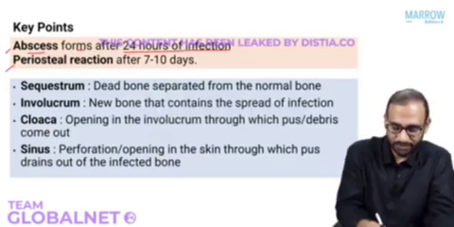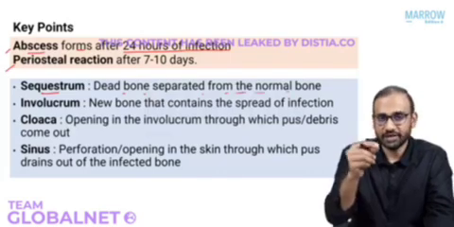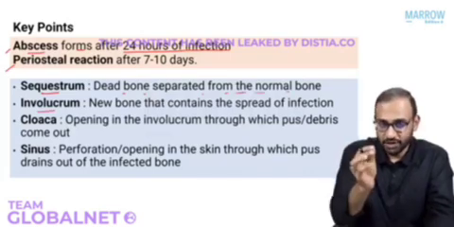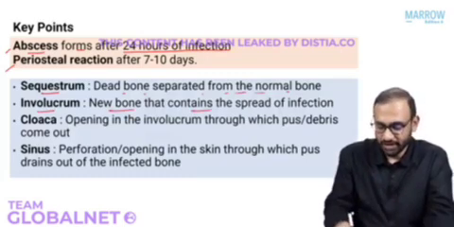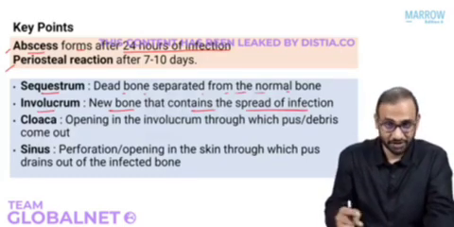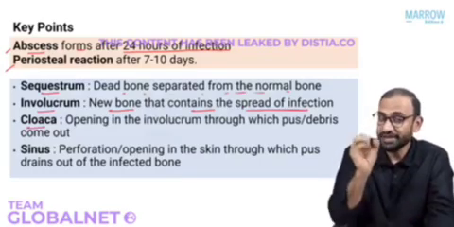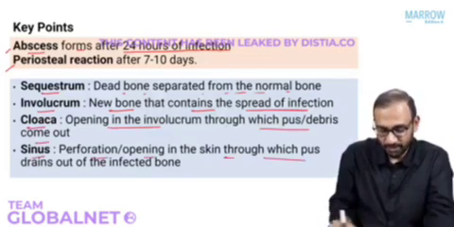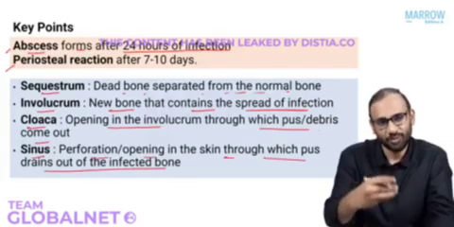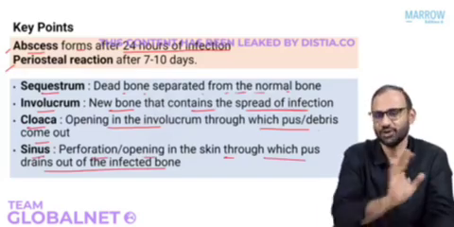Sequestrum by definition is dead bone separated from the normal bone, hidden inside the abscess. What is involucrum? It is the new bone that is formed under the periosteum as a reaction to the insult. It's a new bone whose aim is basically to contain the spread of the infection. And what is cloaca? It is the opening in the involucrum through which the pus and debris come out. And what is sinus, friends? It is the perforation or opening in the skin through which the pus drains out of the infected bone through the skin. Okay? As promised, everything is written. You don't have to worry.